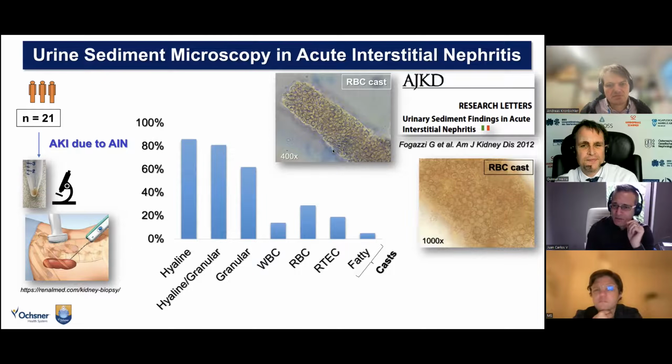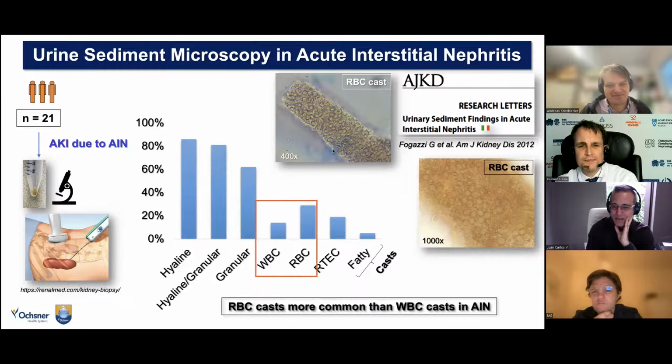So the number of RBC cast that he found was actually higher than white blood cell cast, which is what the book said should be consistent with interstitial nephritis. He found RBC cast to be more common. Well, that was interesting because I don't remember conversations with any of my teachers telling me, oh, the paper by Varghese showed this. The books say white blood cell cast.